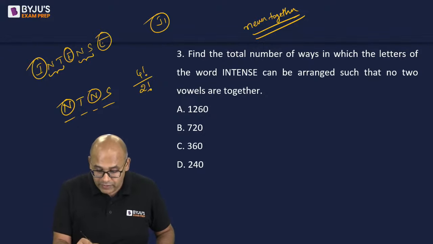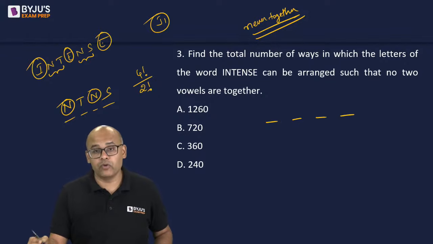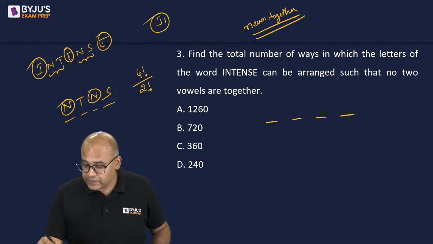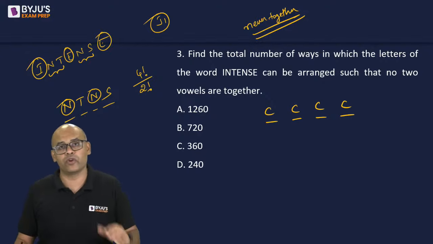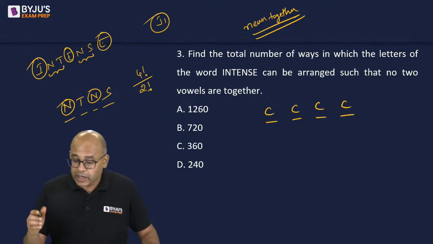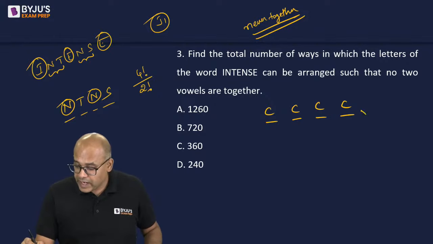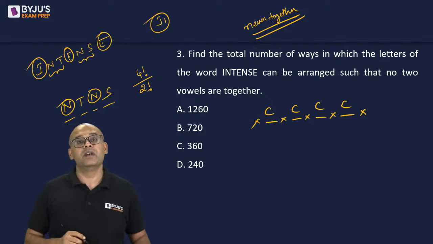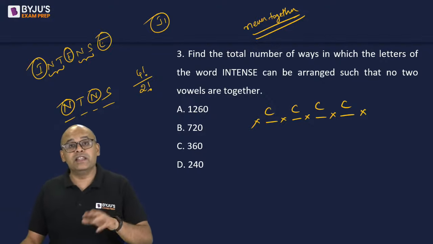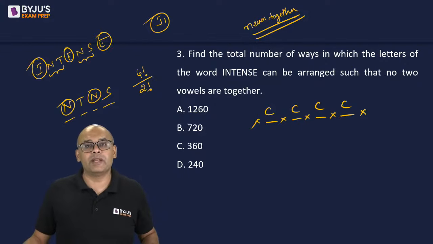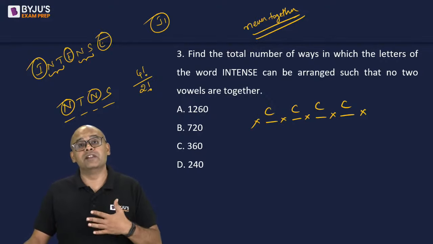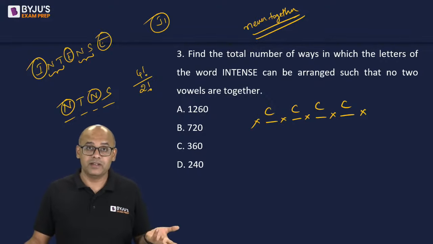So now what I will do is, I will look at 1, 2, 3, 4. Already we have consonant, consonant, consonant, consonant. We have 4 consonants already. They are arranged. Now look at the places. This is 1 gap, 2 gaps, 3 gaps, 4 gaps, 5 gaps. If I place my vowels in any of the 3 places out of the 5 gaps, then my vowels will never be together. So my job is done.